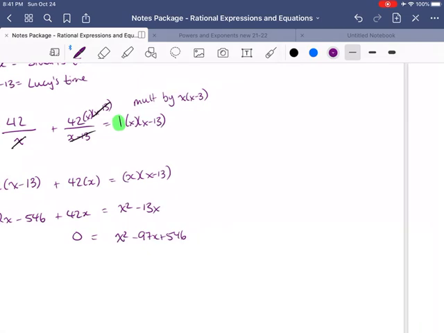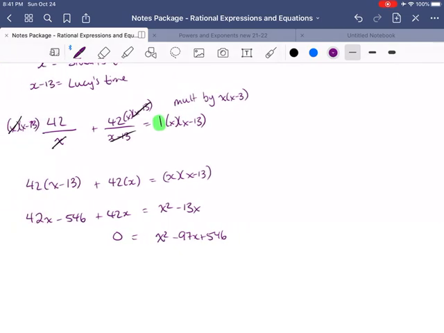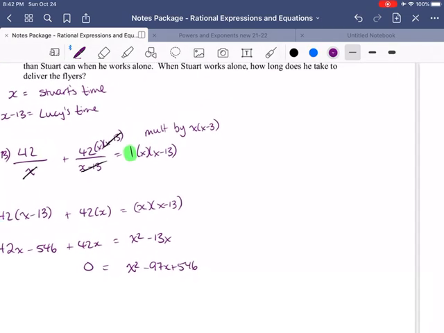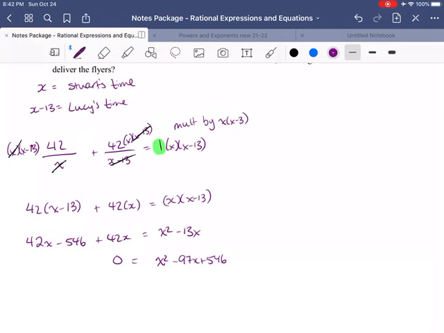Now those are some big numbers. I don't really want to attempt to factor that. You could. If you can't quite factor it, let's use the quadratic formula: negative b plus or minus the square root of b squared minus 4ac, divided by 2a. Now there are other methods too. You could graph that on a graphing calculator and see where the intercepts are, but let's just do it with the quadratic formula here.